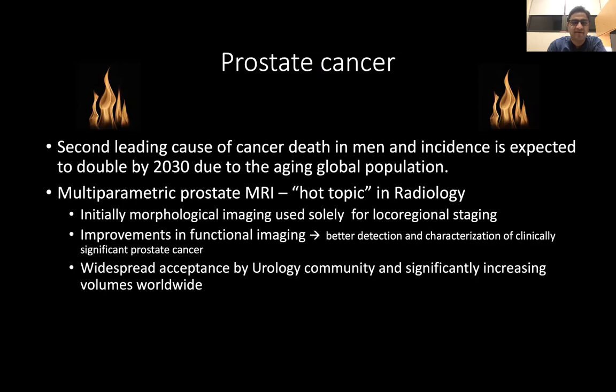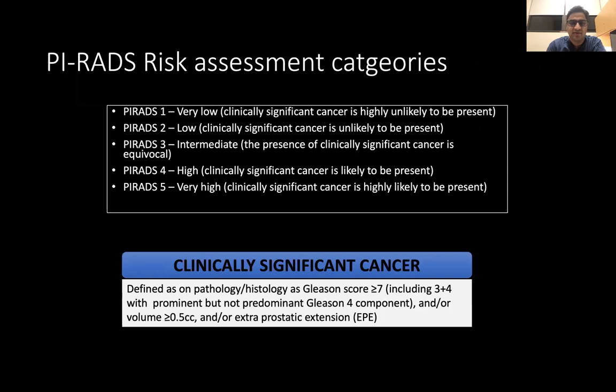Multi-parametric prostate MRI has been a hot topic during the last decade or half a decade. The initial morphologic imaging was used solely for locoregional staging, but subsequent improvements in functional imaging like diffusion weighted imaging have improved its detection capability. Now it's widely accepted by the urology community, and there are significantly increasing volumes all across the world.